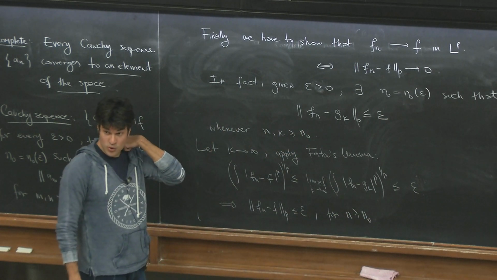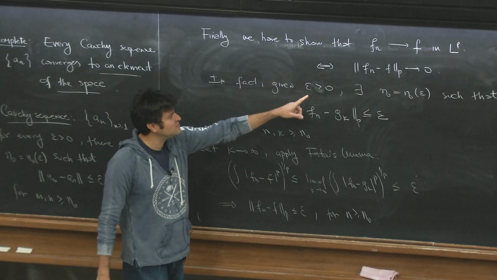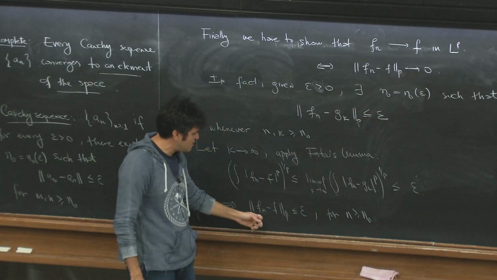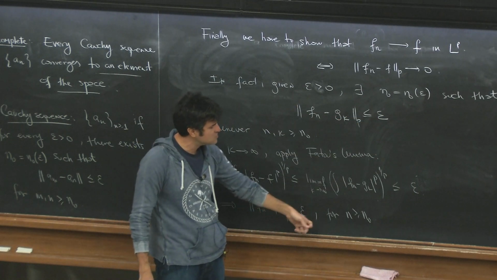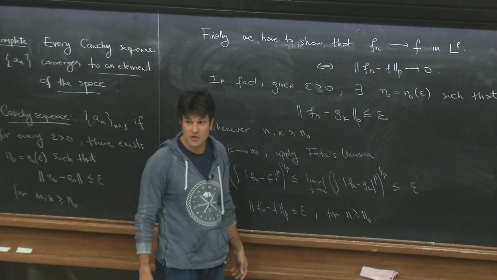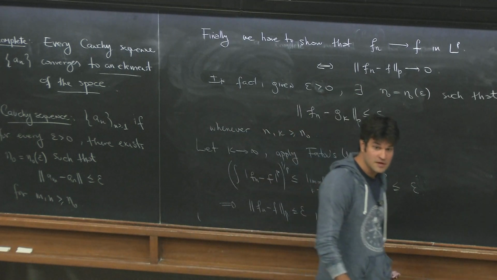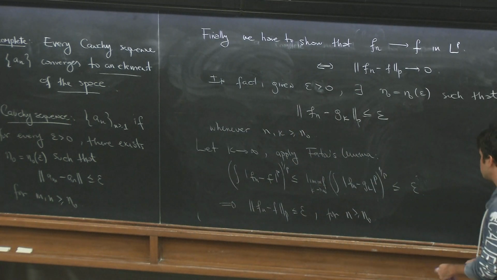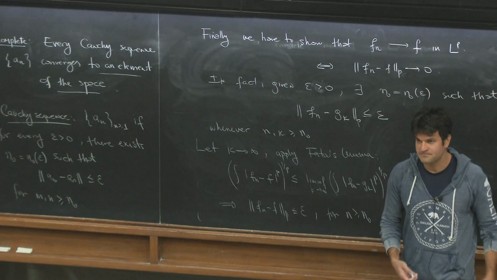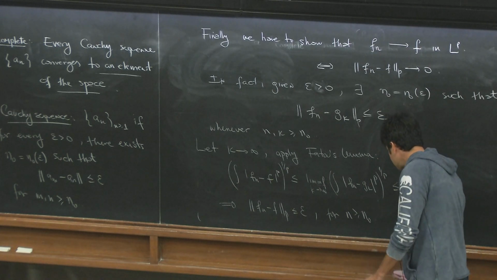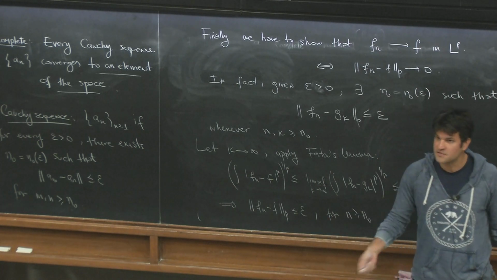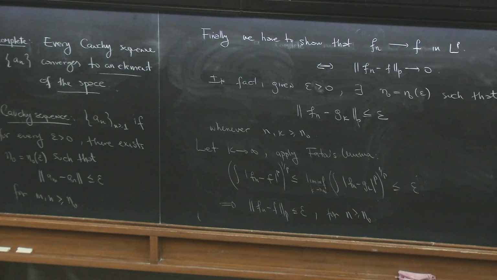This is exactly what we needed to prove. Given epsilon, there exists an n0 such that Fn minus f in the LP norm is less than or equal to epsilon for n bigger than or equal to n0. So this shows that Fn converges to f. Okay, so this concludes the proof in this case. We have constructed a function and proved that this function belongs to the space and it's my limiting function.